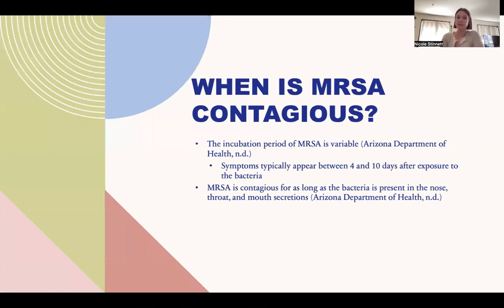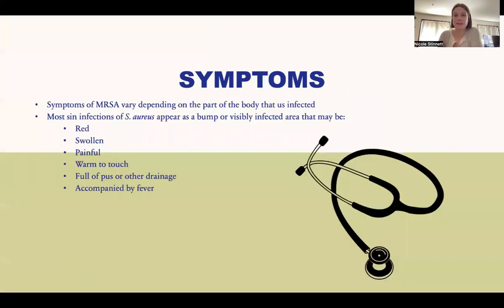So, when's MRSA contagious? The incubation period of MRSA is variable. Symptoms typically appear between 4 and 10 days after exposure to the bacteria. And MRSA is contagious for as long as the bacteria is present in the nose, throat, and mouth secretions. Symptoms of MRSA vary depending on the part of the body that's infected. Most infections appear as a bump or visibly infected area that may be red, swollen, painful, warm to touch, full of pus or other drainage, and accompanied by fever.